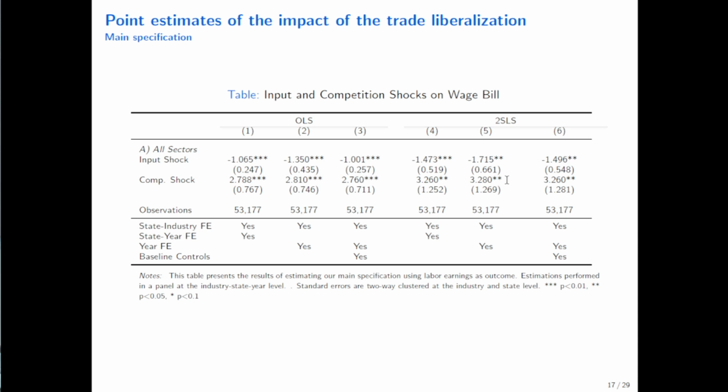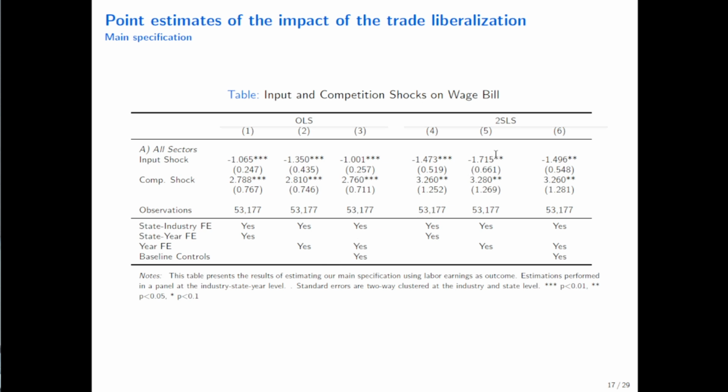Okay, now we go to our main regression, which is the two-way fixed effect. Here we're separating the input and competition shock. Of course, this is jointly estimated. And what we find is that the input shock is negative. A 1% decrease in the price of inputs is going to increase the wage bill by 1%. And a 1% increase in the tariffs is going to increase the labor earnings by 2%. So this is a very robust exercise across different sets of fixed effects.